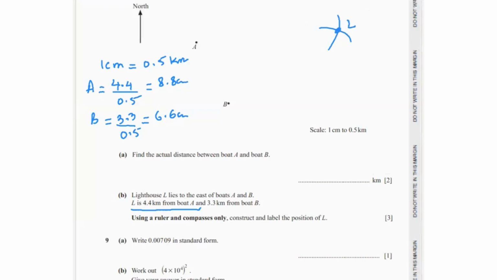So once again, I'm going to repeat it another time. You open your compass to 8.8 centimeters to draw the arc from point A. Then you open your compass to 6.6 centimeters to draw the arc from B. The intersection of the two arcs shows us the position of the lighthouse. You mark this like this and label it as L.